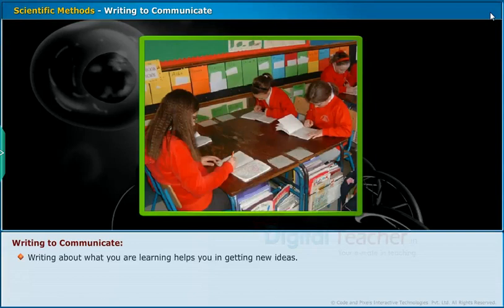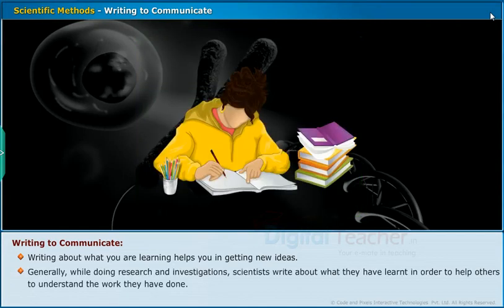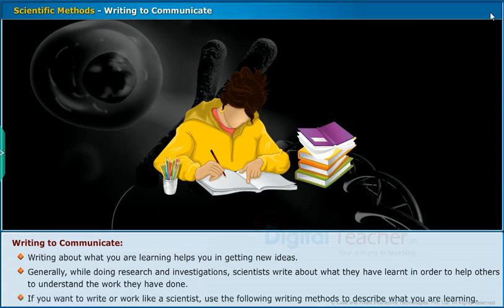Writing about what you are learning helps you in getting new ideas. Generally, while doing research and investigations, scientists write about what they have learned in order to help others to understand the work they have done. If you want to write or work like a scientist, use the following writing methods to describe what you are learning.